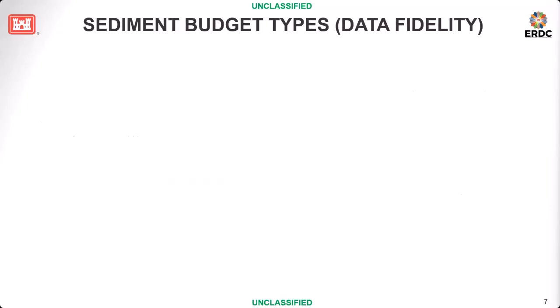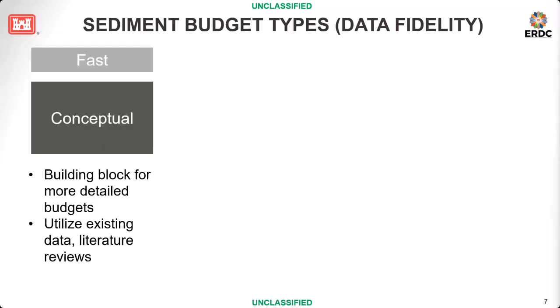So we can break down sediment budgets into kind of 2 different areas. I like to group it as our data fidelity, so how fine our data is, how accurate our data is, as well as a spatial component. So going through our data fidelity, I break it down to 3 different types of sediment budgets. So our base layer is our conceptual budget. This is going to be produced very fast. Sometimes you can create one of these in maybe a week of labor. This should be your foundation for any future efforts.